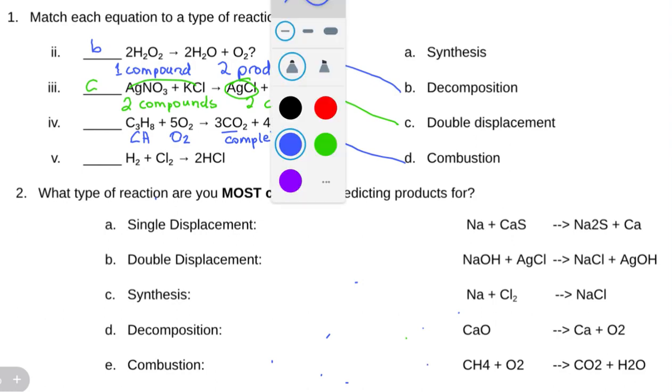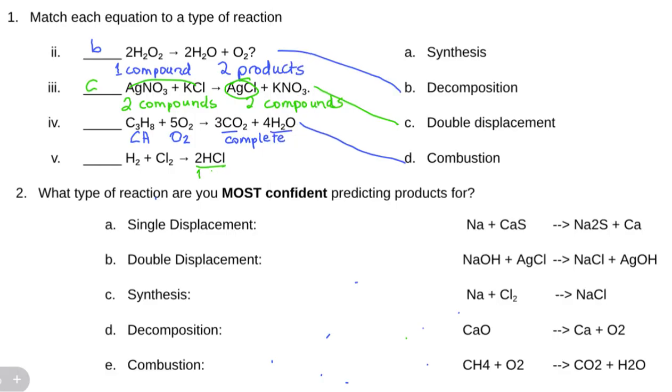And for our last matching, we have H2 plus Cl2 gives 2HCl. And so because we have one compound in our product, it can only be one type from the types that we've been practicing, and that's synthesis. So these are the matches for the types and things to look out for.